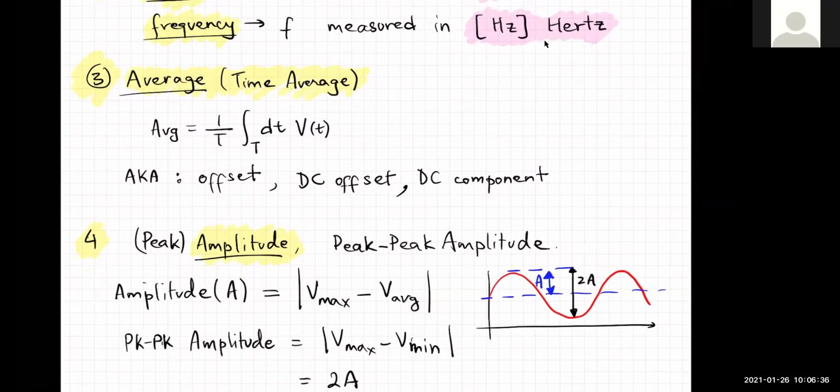Average, like I said, it's the time average. And so what you do is you sum the voltages over time and divide by the total time, right? Since it's a periodic signal, you can sum it and divide it by the period of the signal, which is T. Okay, so this average has many other names. It's sometimes called the offset, sometimes the DC offset, sometimes the DC component of the signal. It goes by different names, but they all mean the same thing. It's the time average.